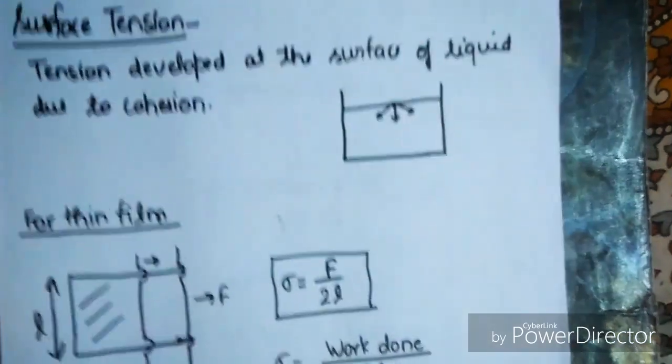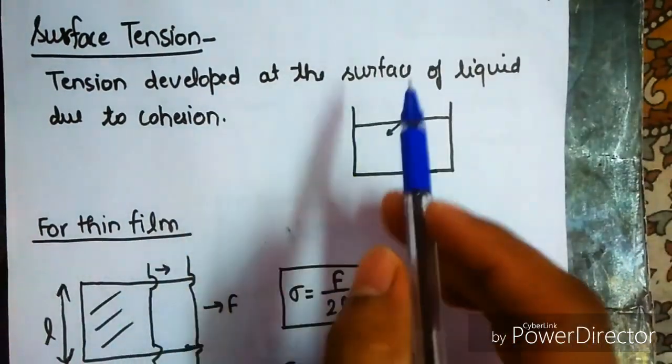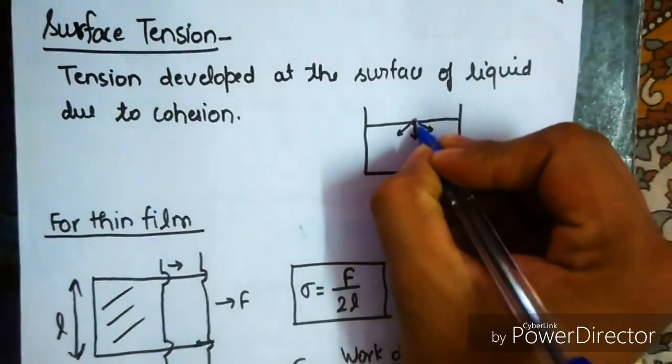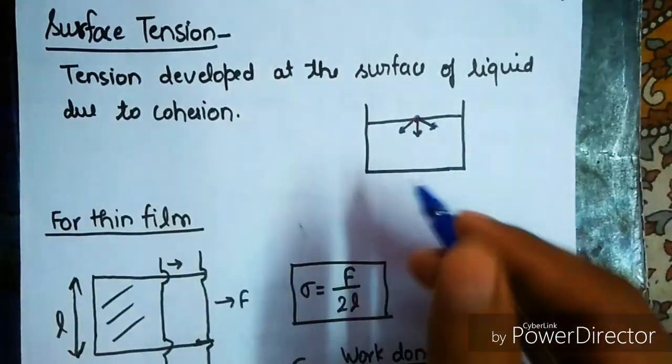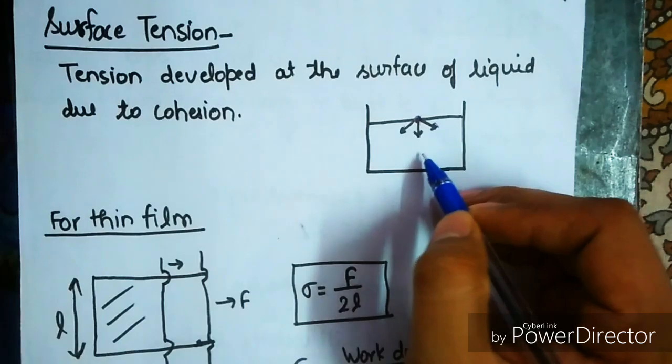Okay, next topic in our syllabus is surface tension. Surface tension is tension developed at the surface of liquid due to cohesion. Okay, we can see it here. This is the particle, this is the cohesive force that is attracting this molecule. Okay, so this process is called surface tension.